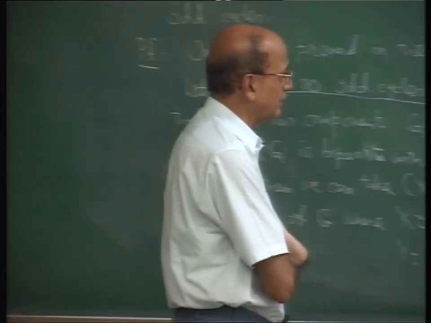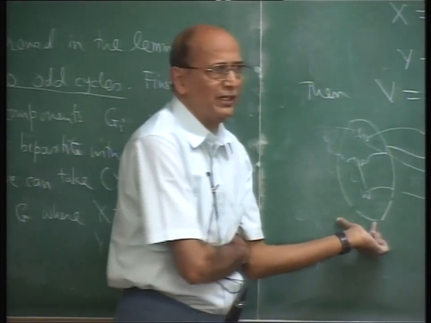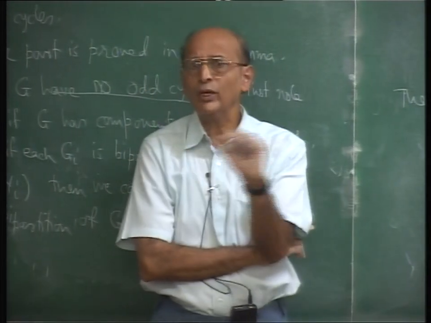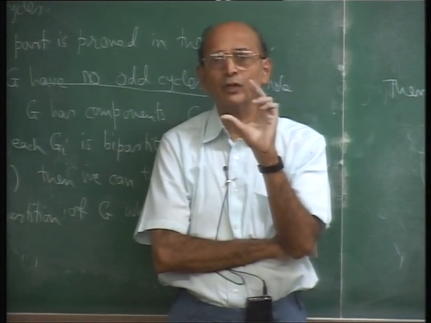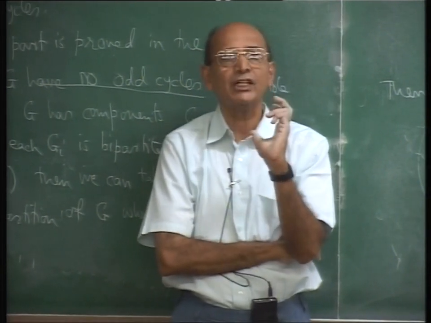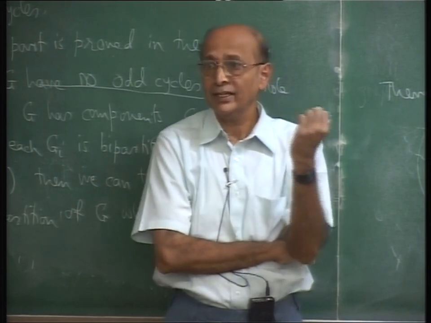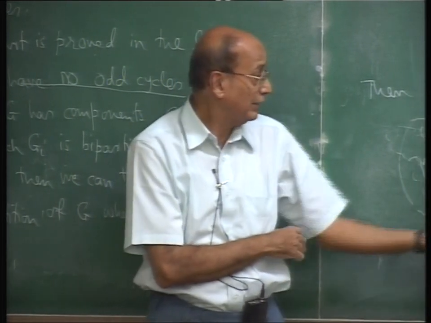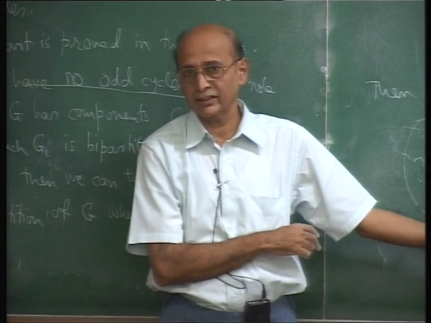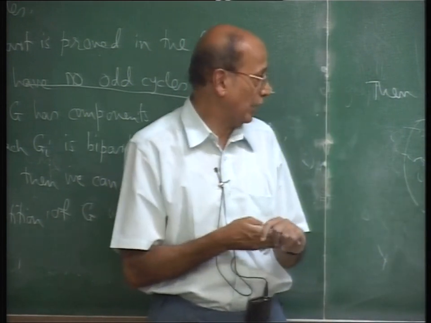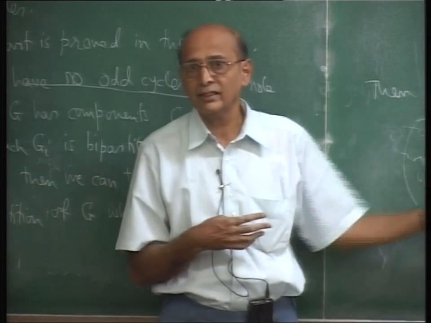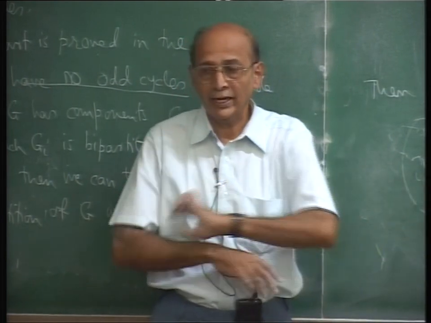Because inside X, such a thing is called an independent set. When you have no edges between any two vertices of that set, such a set of vertices is called an independent set. So X is an independent set, Y is also an independent set. There are two independent sets. Edges, if at all, are between X and Y. They are only between X and Y.